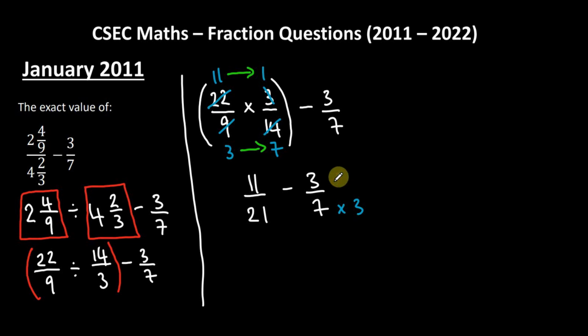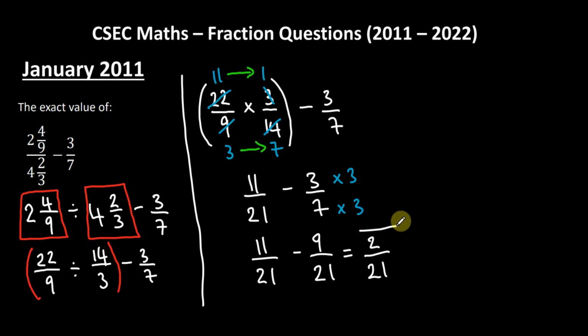And to get an equivalent fraction such that 21 will be in the denominator here, not only do we have to multiply the denominator by 3, but we have to multiply the numerator by 3 as well. And let's see how this will work out for us. We'll have 11 divided by 21 minus 3 times 3, that's 9, divided by 7 times 3, that's 21. And of course, we have common denominators here, which is what we want, guys, when we're adding or subtracting fractions. So 9 from 11, that's 2. So we're left with 2 divided by 21, which is our answer right here.